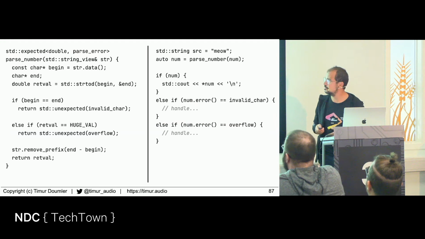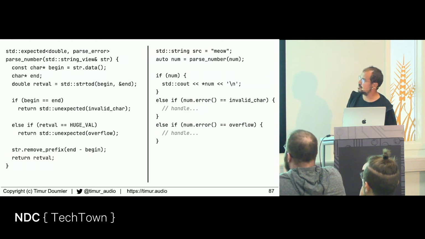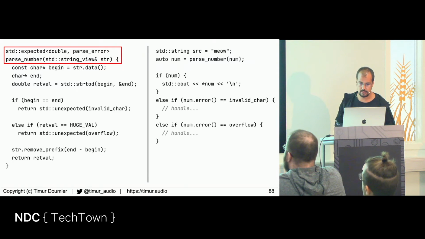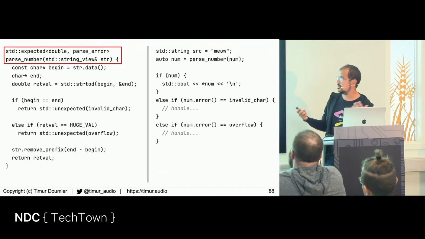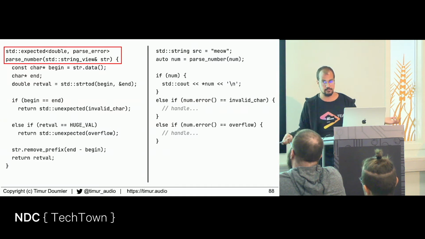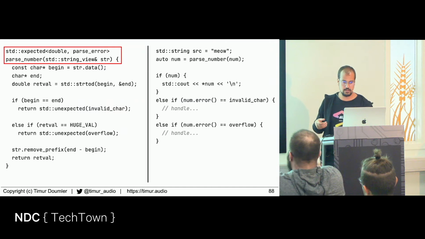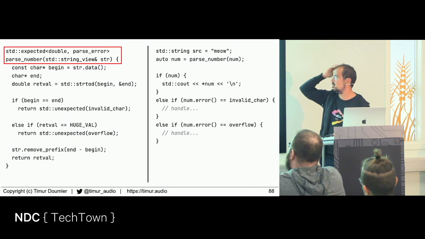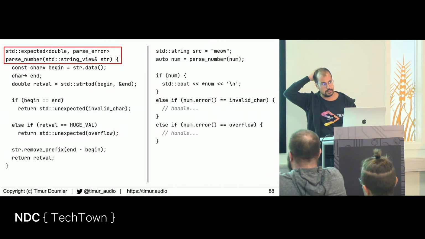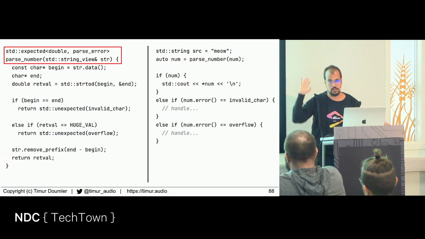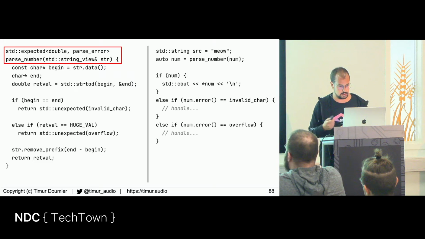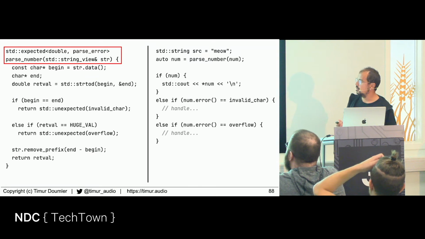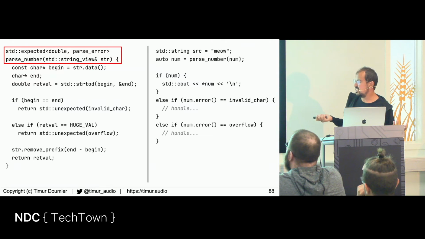With expected, which we now have in C++23, the function looks like this. It looks very, very similar to the optional, except that instead of std::optional, which is a value or nothing, we have std::expected, which is a value or an error, right? So you can use any type you like as the second template parameter. It doesn't have to be an exception. It can be just a string with a message or whatever. It's very generic. And it's pretty easy to use.